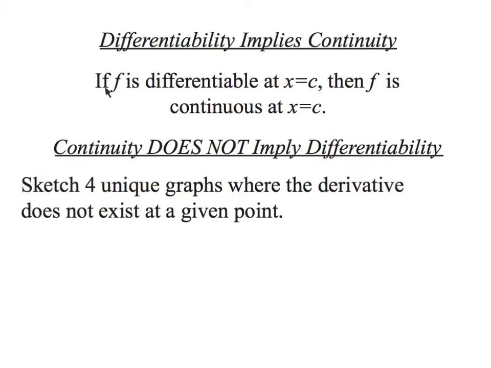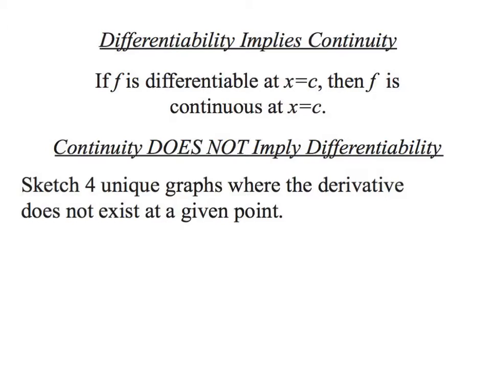Now, this statement right here: if f is differentiable at x equals c, then f is continuous at x equals c, which is a statement that relates back to this, which is important as well. So these ideas are very important to remember at times with very picky AP type questions. Now, sketch 4 unique graphs where the derivative does not exist at a given point. So, several different graphs you could have.